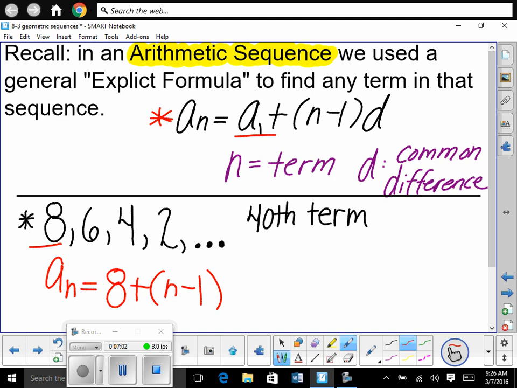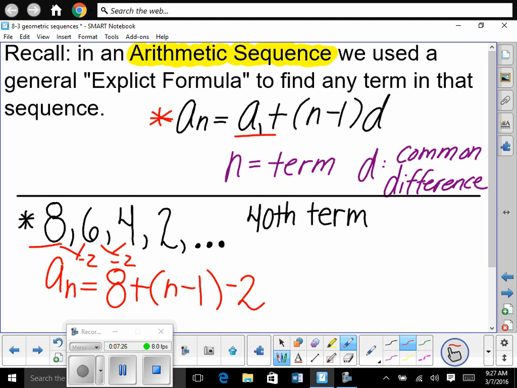Let's be careful though. What's our common difference? Don't you have to take the term and subtract the term that comes before it? So we'll do 6 minus 8. Negative 2. What's 4 minus 6? Negative 2. So our common difference is negative 2. Is everybody comfortable with that? Okay, now I'm asking you to find the 40th term. So there's our explicit formula, we can use that to find any term in a sequence.